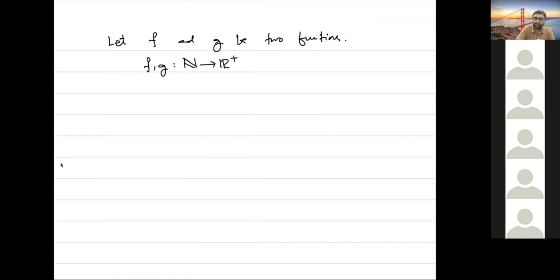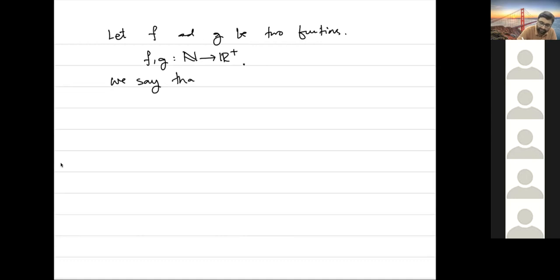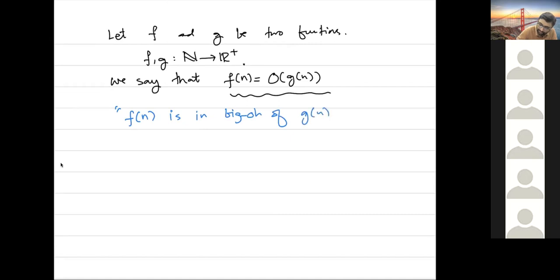So I say, let f and g be two functions, such that both these f and g are functions from the set of natural numbers, positive real numbers, or non-negative real numbers. So we say that f of n is in O of g of n. Okay, so I will write it here. How do we read it? So we say that, in blue I would write, f of n is in big O of g of n. Okay, when do we say that?